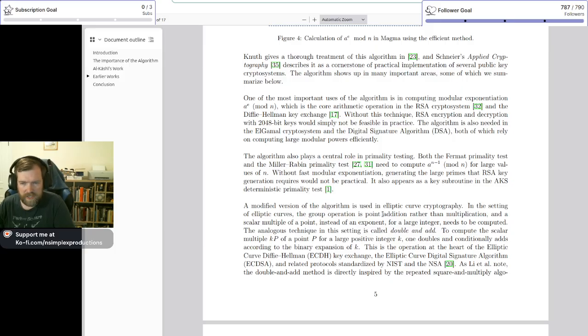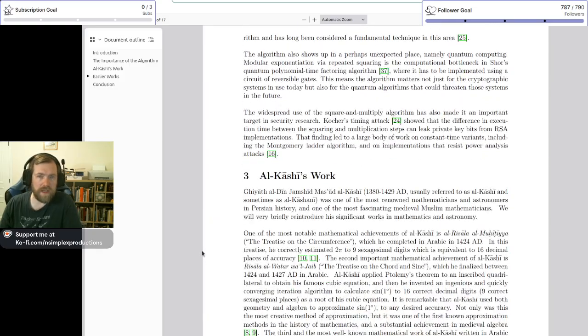This is the operation at the heart of elliptic curve Diffie-Hellman key exchange, elliptic curve digital signature algorithm, and related protocols standardized by NIST and the NSA. As Lee et al. wrote, the double and add method is directly inspired by the repeated square and multiply algorithm, which has long been considered a fundamental technique in this area. The algorithm also shows up in a perhaps unexpected place, namely quantum computing.